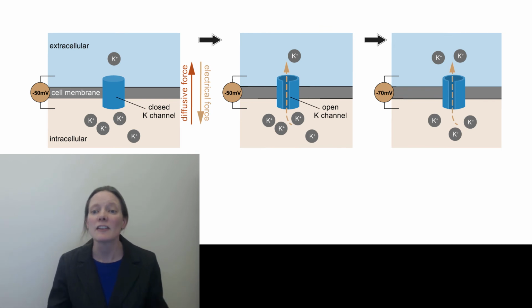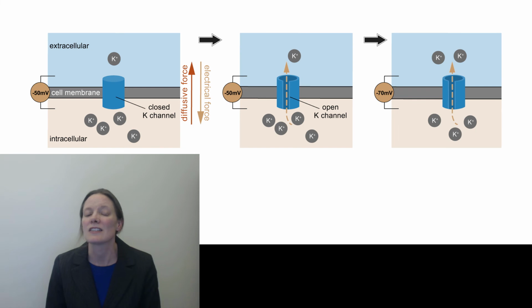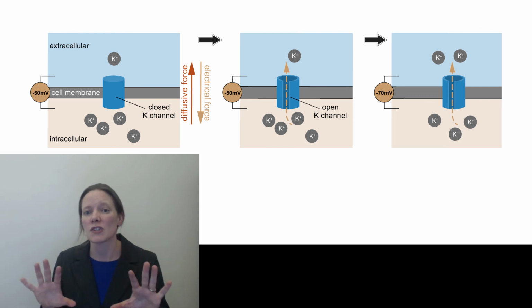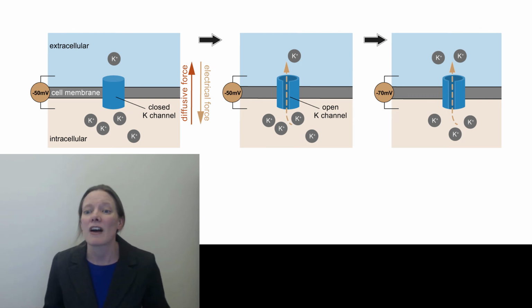In this case, the electrical force on the potassium ions is inward, but the diffusive force is outward. If the concentration gradient is large enough to overcome the electrical force, some potassium ions will flow out, making the voltage across the membrane even more negative and the electrical force even stronger. As this process continues, eventually the two forces will become equal and net flow of ions across the membrane will cease. You can calculate where this balance will be reached using something called the Nernst equation.